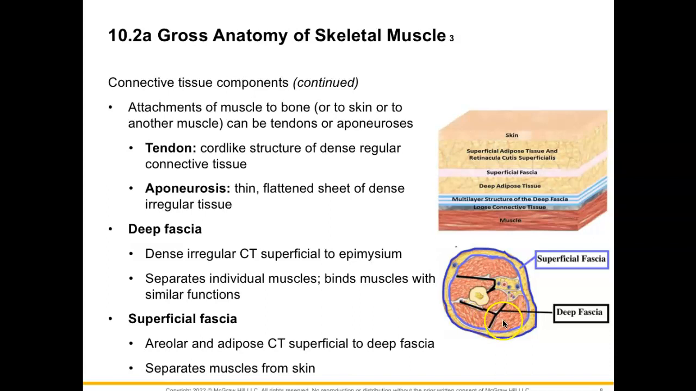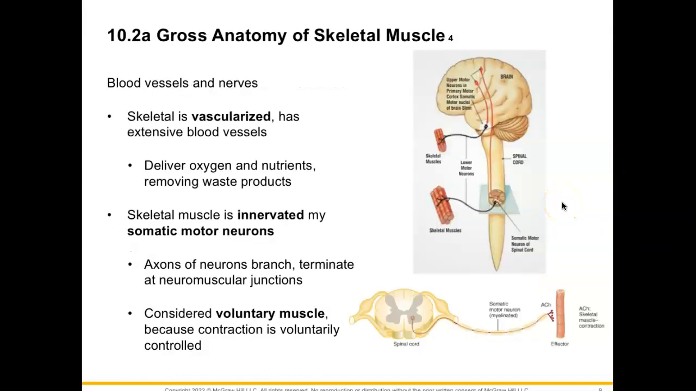So let's say here is, I don't know, let's say the lateral head of the triceps brachii. Then we would have the epimysium that surrounded that muscle first, and then more superficial to that, we would have this deep fascia. We'll also see that the deep fascia is going to help bind the muscles with similar functions. And so if we go back to this layer that we see here, that deep fascia can be found just above the muscle here. Now, how is our muscle tissue vascularized and innervated?